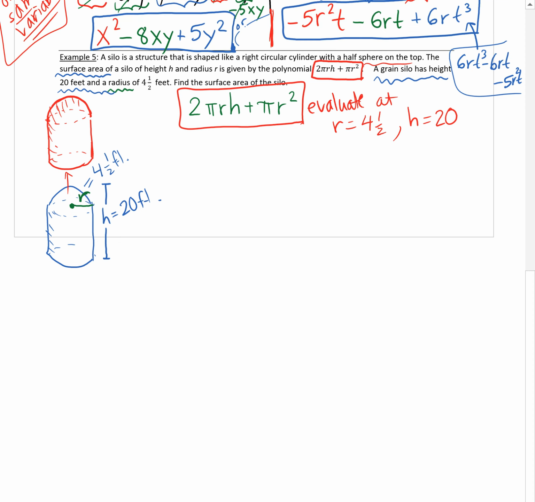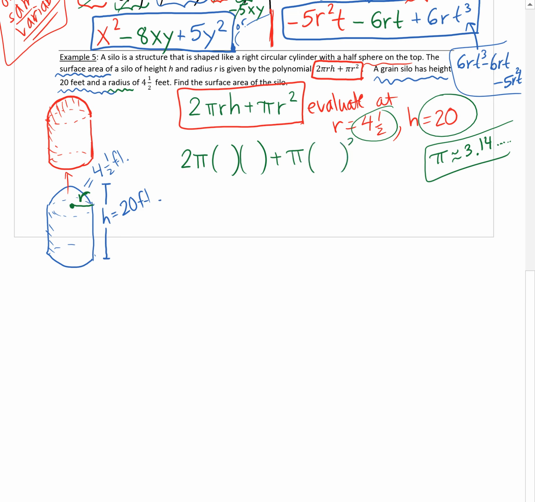And also keep in mind pi. Remember pi, it's just the number 3.14, and it goes on and on and on. So that's just representing some number. And in this one, we'll just leave our answer with a pi. We're not going to substitute 3.14 in for pi. So 2 and pi are just numbers and I'm not going to replace them. But the r and the h, I'm going to replace with the values I was given. And then plus pi times r squared. R was given too, so I'm going to replace that as well.